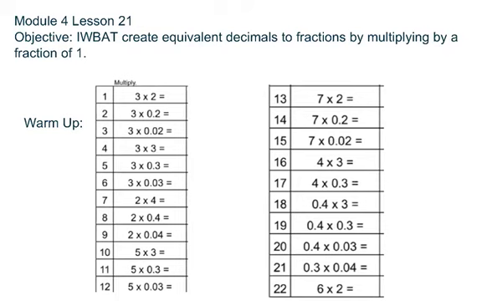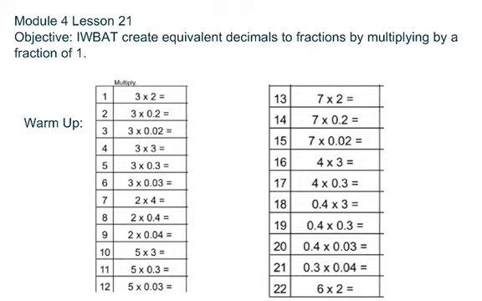All right, here we are, ready again for another math lesson. Today we're going to look at Module 4, Lesson 21. And our objective states, I will be able to create equivalent decimals to fractions by multiplying by a fraction of 1. So there's a couple things I want to make sure are clear.